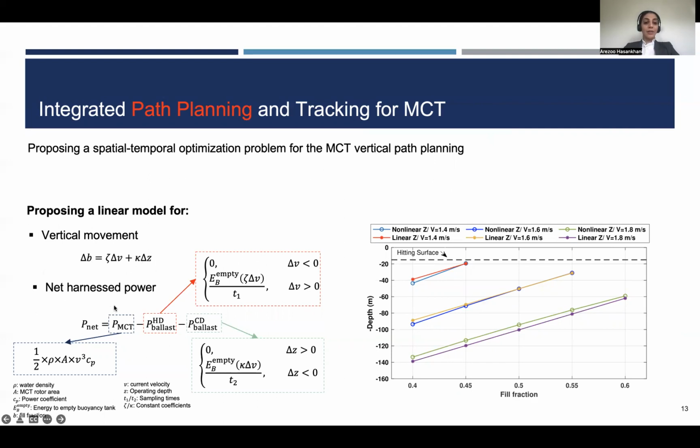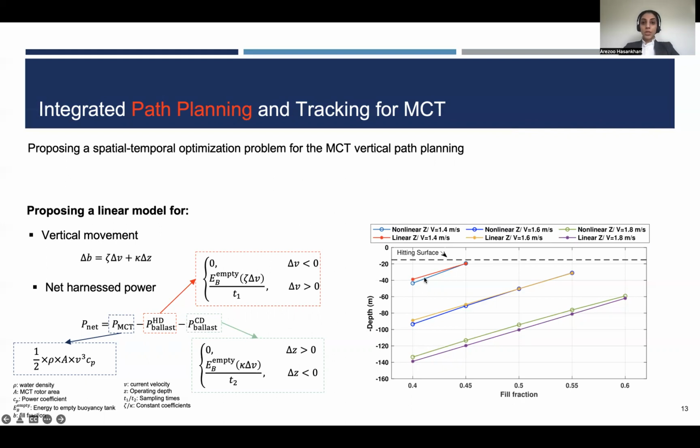We also have the net harvested power, which is modeled with three terms. The first term is related to the generated power from the MCT system, which is due to the ocean current velocity. The second term is related to the power consumption to hold the operating depths, and the last term is related to the power consumption to change the operating depths.